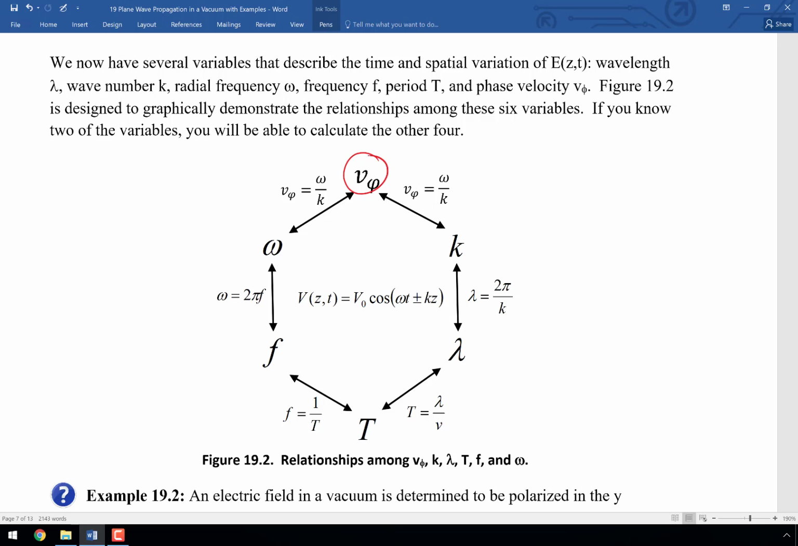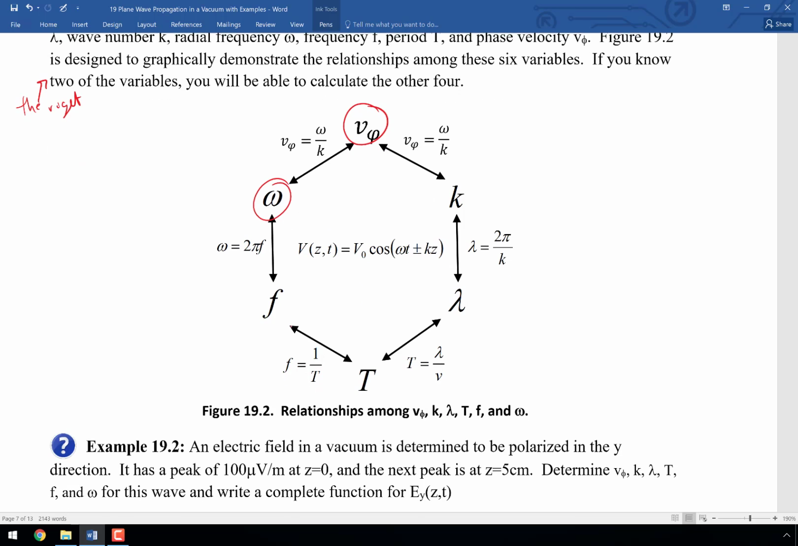But I guess it's not fair to say that if you know any two of the variables, you can find the others. If you know the right two of those variables, you can find the other four as well. For example, if I gave you omega and f, that would not be sufficient to find everything else. But if I gave you omega and v sub phi, then that is actually sufficient to find everything else. So let's do an example.